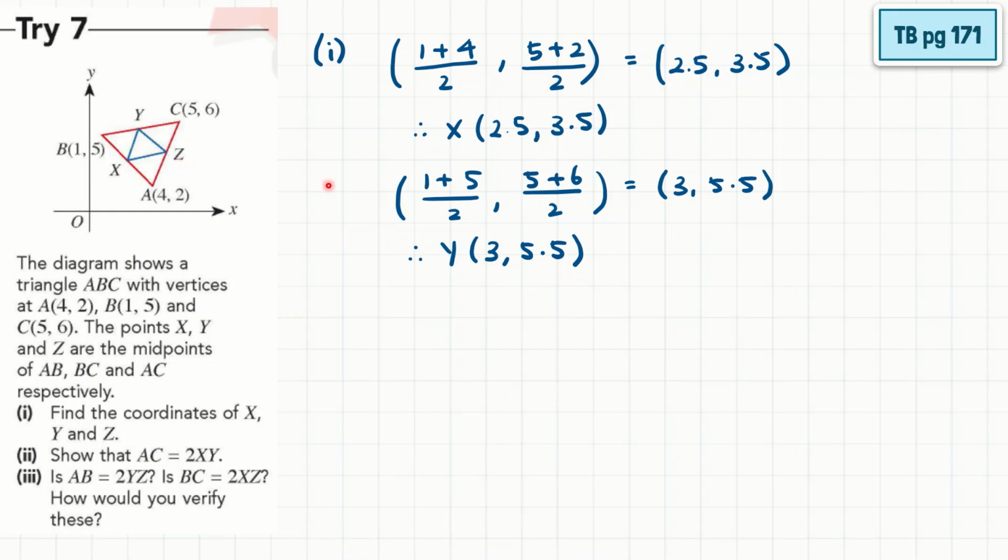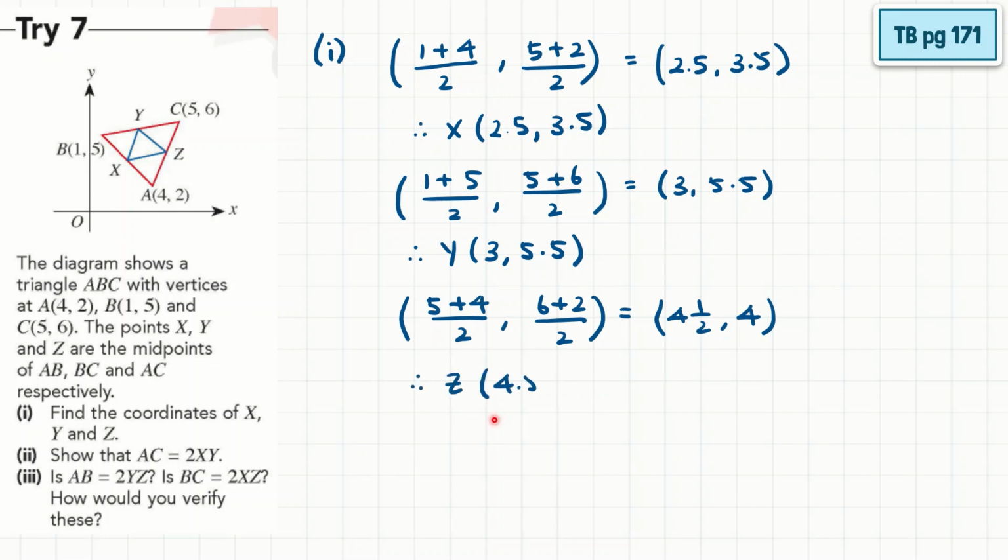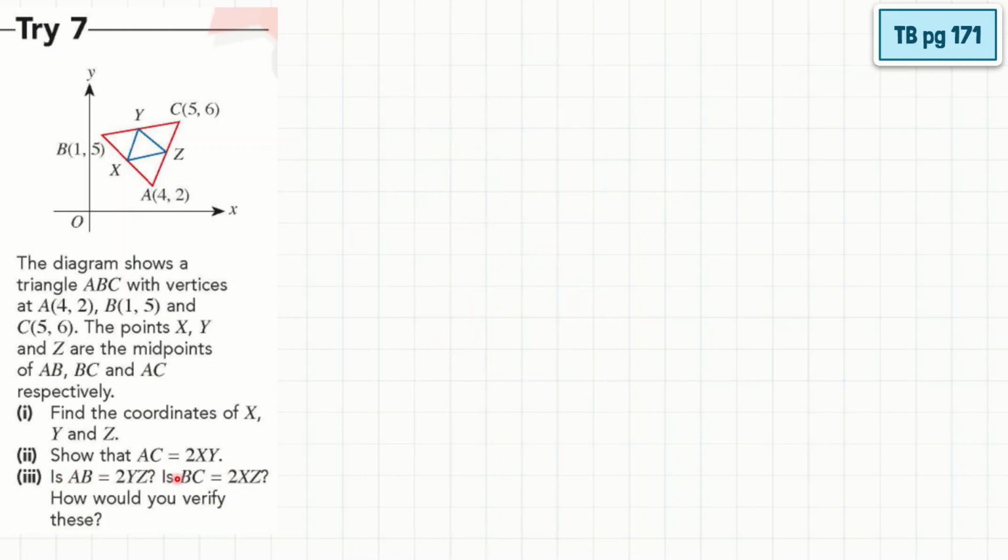Lastly, the coordinates of Z would then be found by taking (5 + 4) divided by 2, and also (6 + 2) divided by 2. And that will simplify to become 4.5 and 4, so therefore we get the exact coordinates to be (4.5, 4). I hope you're successful in applying the formula. We will now take a look at part 2.